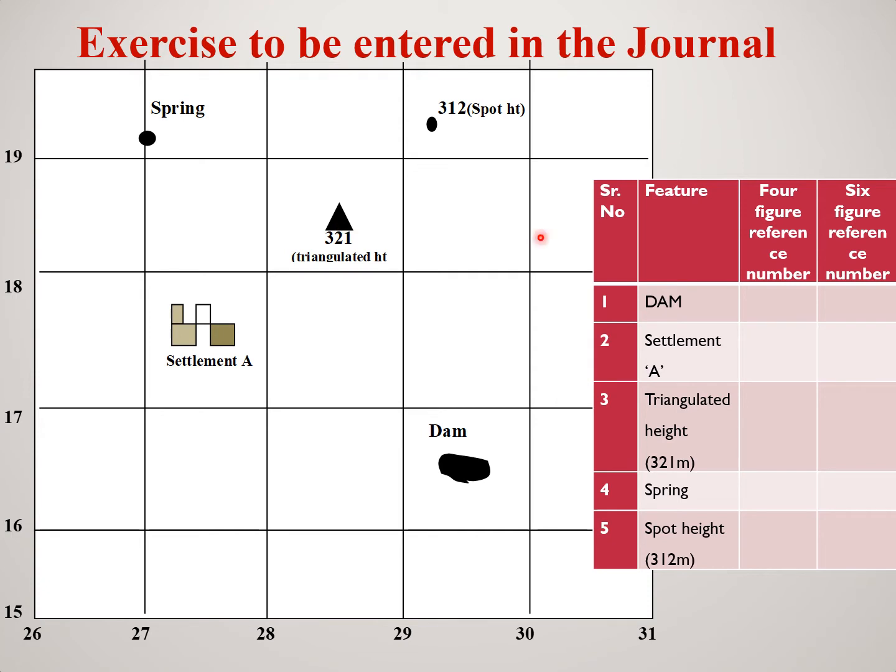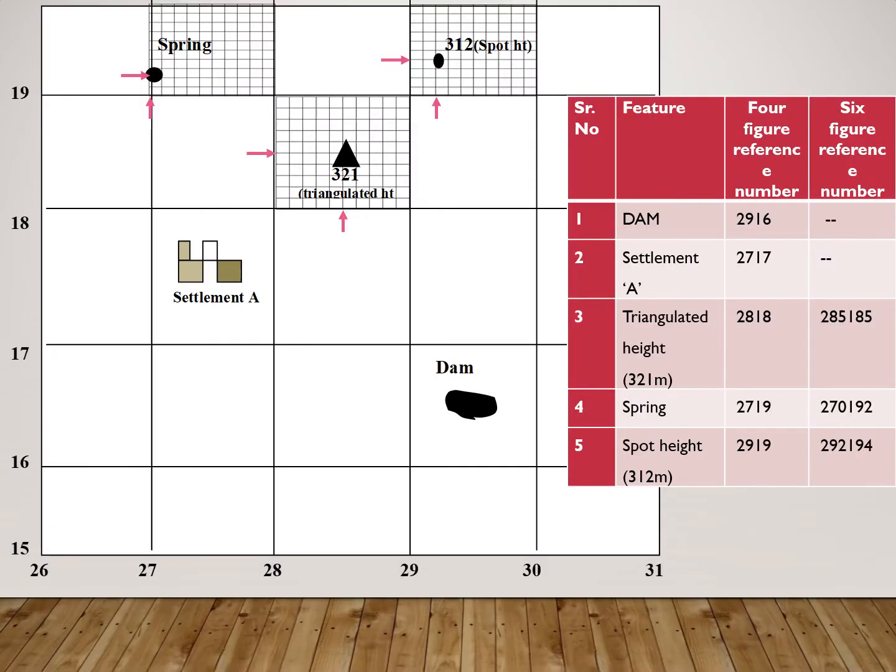So for point features, we will have 4-figure as well as 6-figure grid references. Let us look first at the settlement. When you are looking at the settlement, we can do only the 4-figure grid reference. For a 4-figure grid reference, naturally, we look at which easting it has crossed. It has crossed easting number 27, so the first 2 digits will be 27, and the northing it has crossed is 17. So 27, 17 will be the location of the settlement.